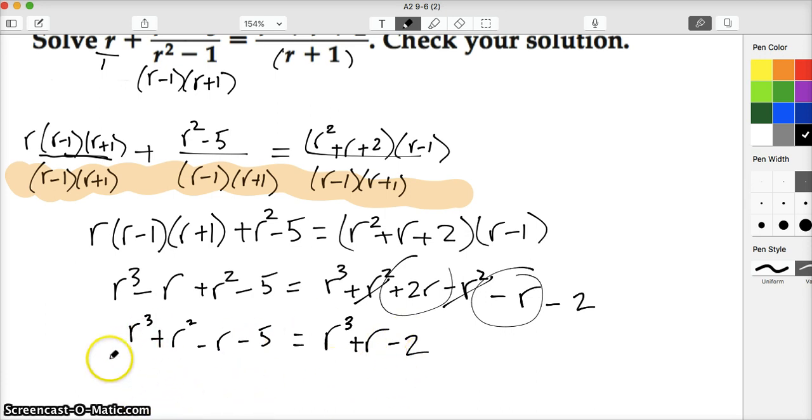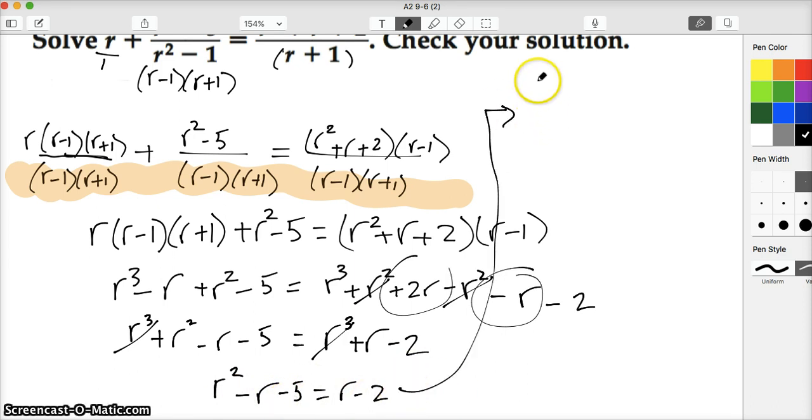All right, at this point, I'm looking at both sides. And if I were to subtract 3r cubed from both sides, they would cancel each other out. So then finally, I have r squared minus r minus 5 equals r minus 2. How do we solve this? Well, this is a quadratic. So I'm going to put an arrow up here. I know you guys are like, she's so sloppy, but stay with me.